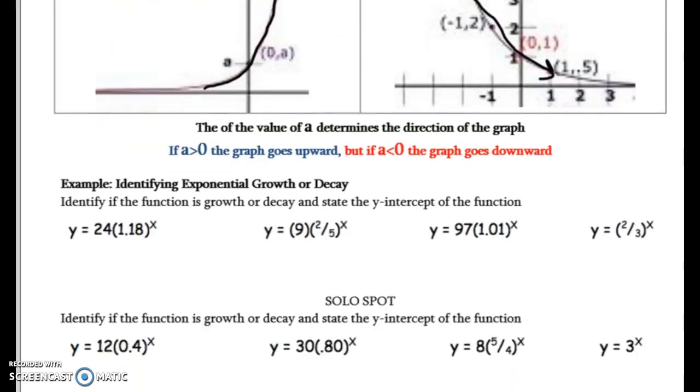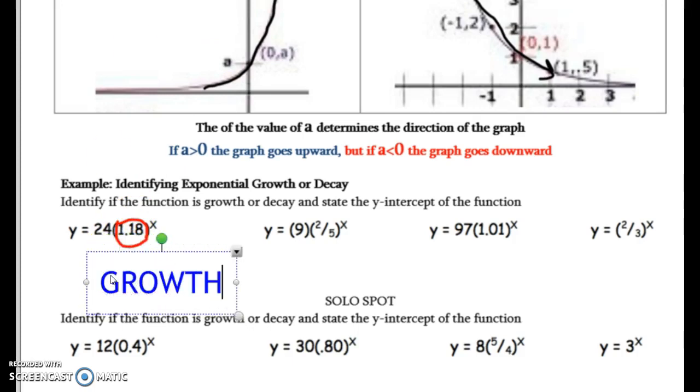Taking a look at the examples, we can see that this example has a growth pattern. Its b value is greater than 1. So for this one, we would say it is growth. In the next example, we can see that the b value is less than 1. Since that number is less than 1, we can call this decay.